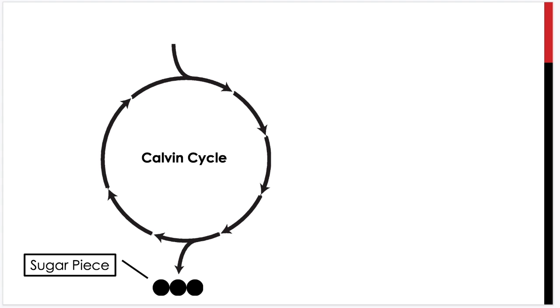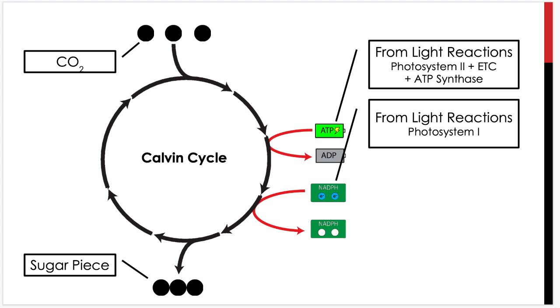All that stuff will be used to turn the 3 CO2, the energy from ATP and those high energy electrons, along with other molecules from the Calvin cycle, into some sugar pieces. We can actually call them just sugar at this point.